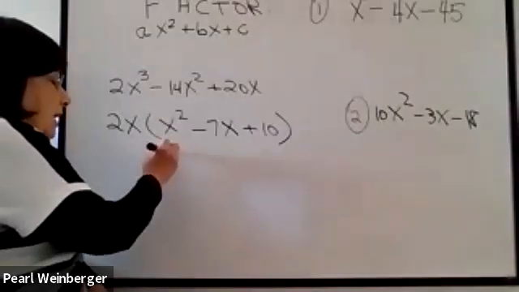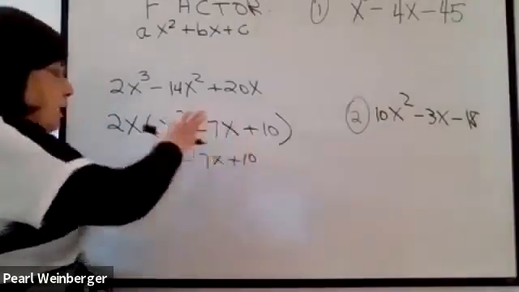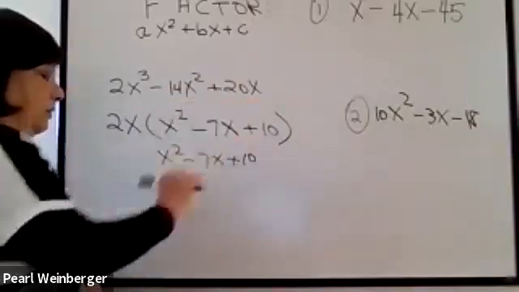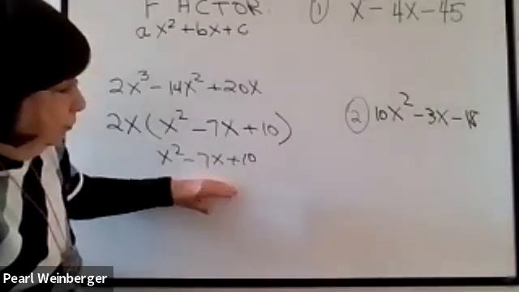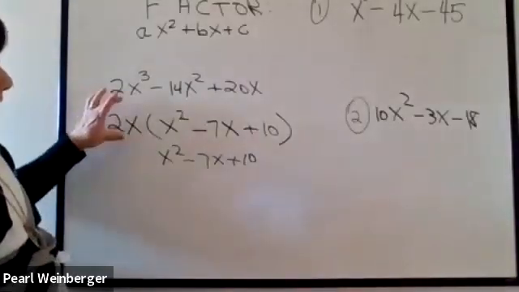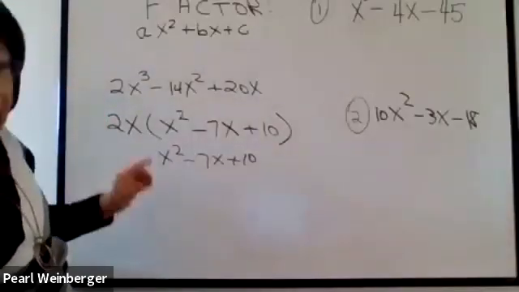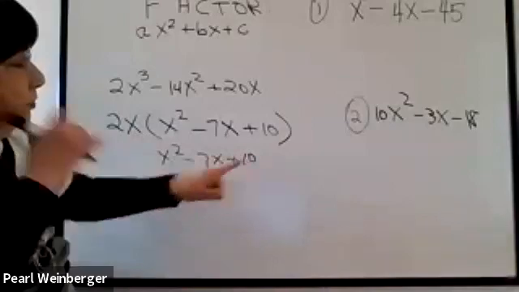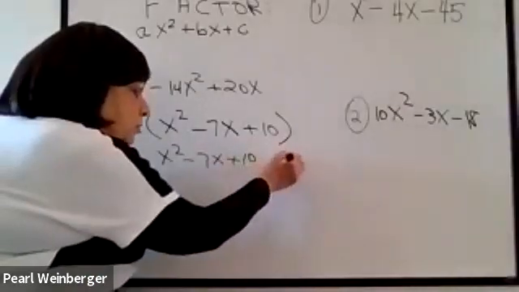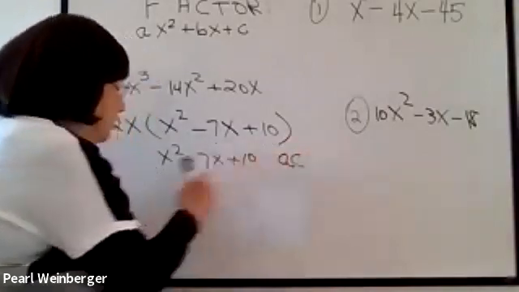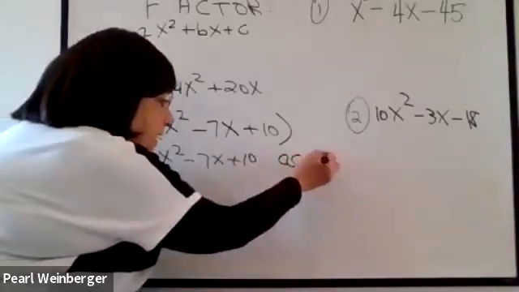I start all over. I look at this x squared minus 7x plus 10, this trinomial that's inside the parentheses, and think, can I factor that further? Can I refactor this? I'm leaving this 2x on the side. I'm going to come back to it in the end, but first I have to try and factor this trinomial. And I do my AC method. So my AC in this case is 1 times 10, which is positive 10.